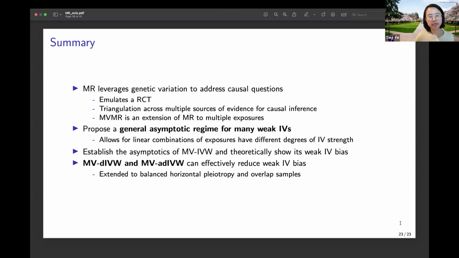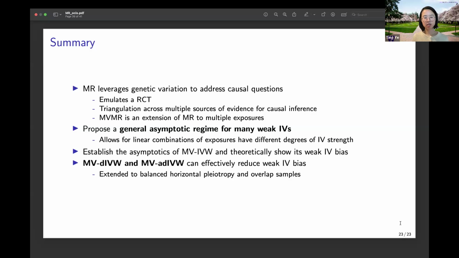So in summary, in this work, we study MVMR. In this talk, we start with MR, which leverages genetic variation to address causal questions, and it emulates a randomized controlled trial and provides a triangulation across multiple sources of evidence for causal inference. And MVMR is our focus. It's an extension of MR to multiple exposures.